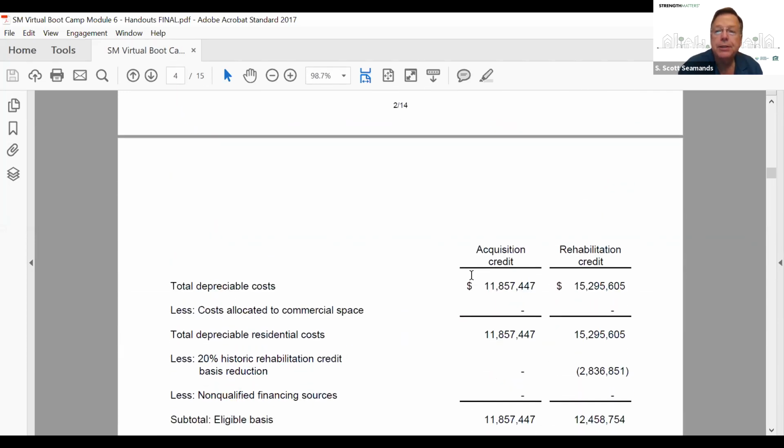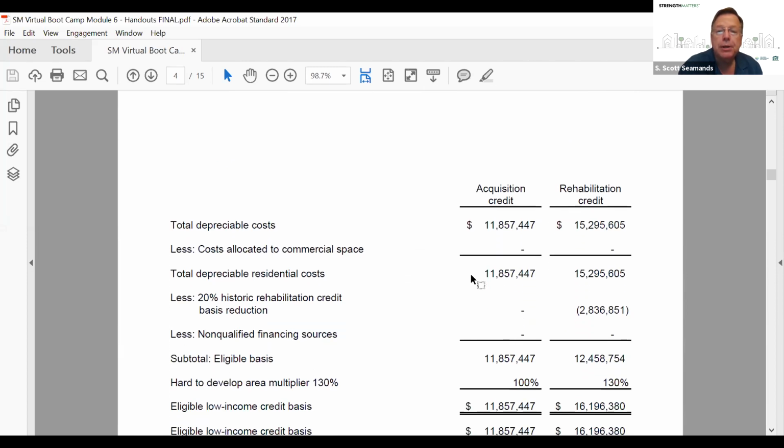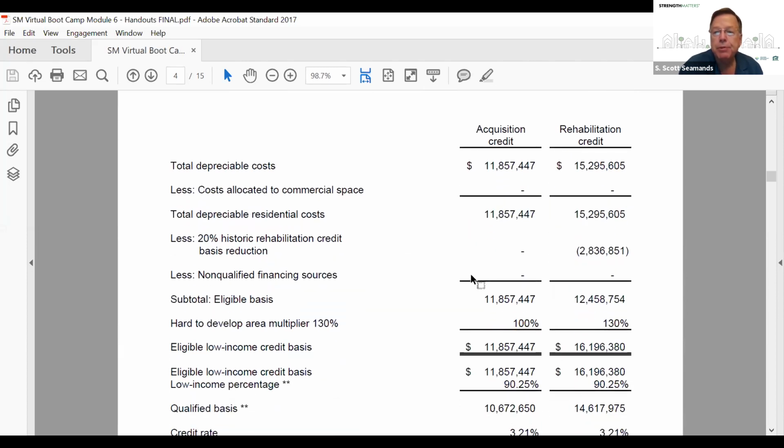Let's see what else is on here. So we have the credit calculation on the next page. We've seen this before in earlier modules, but here again, we're taking the acquisition total and the rehabilitation cost total and making certain adjustments to that.